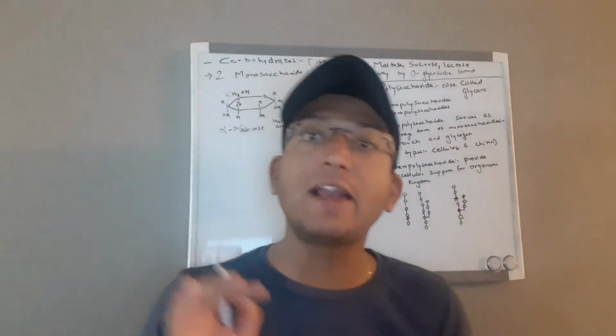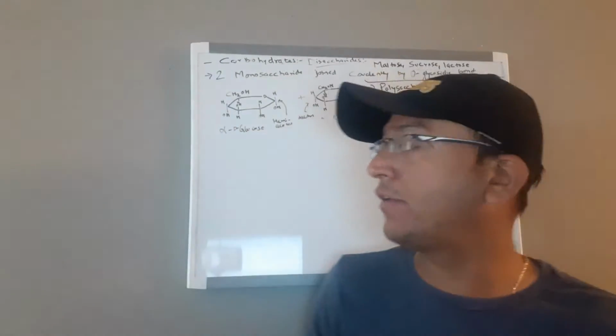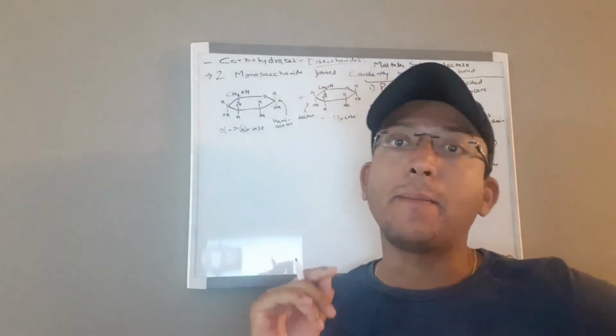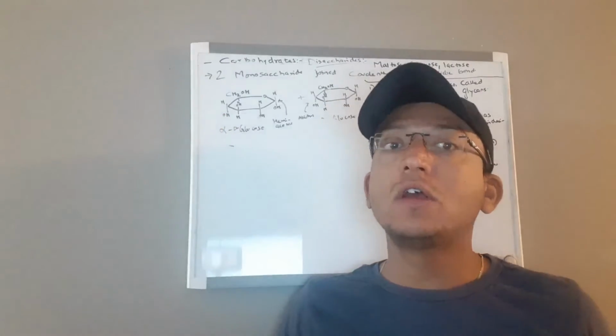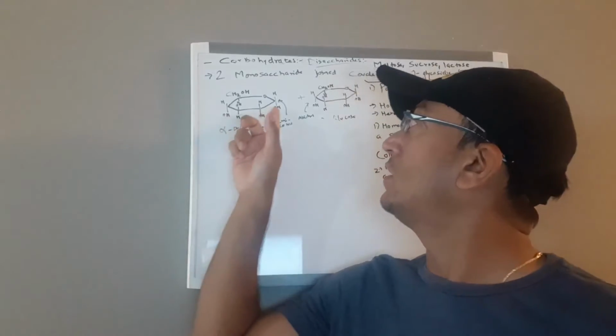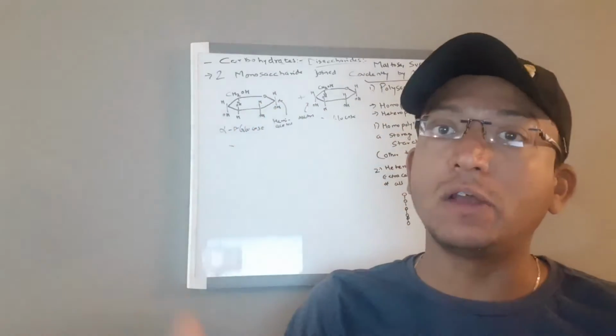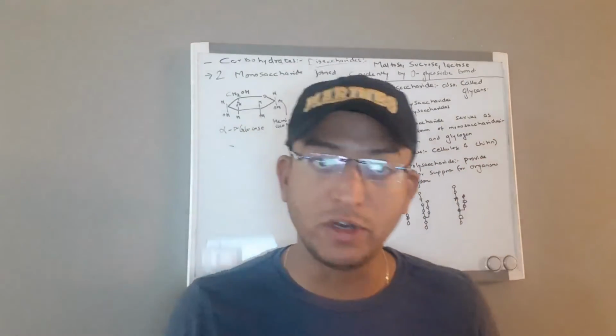Starch and glycogen molecules are heavily hydrated. Why are they heavily hydrated? Because they have many exposed hydroxyl groups available to form hydrogen bonds with water. You can see these are hydroxyl groups that are available to bond with water. That is hydrogen bonding with the water.